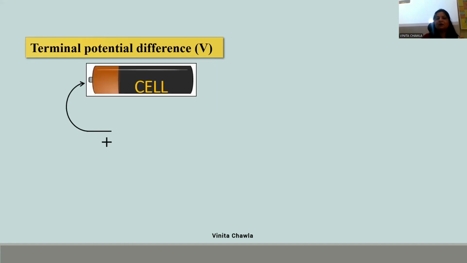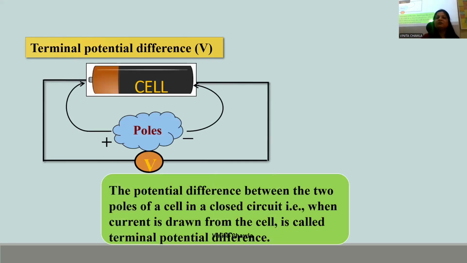So we have this cell and these two are the poles of the cell. One is positive, other is negative. Okay. And potential difference between the two poles of a cell in a closed circuit, that is when current is drawn from the cell, is called terminal potential difference.